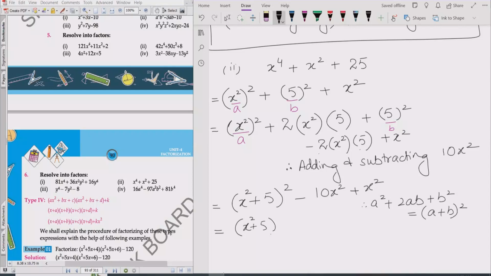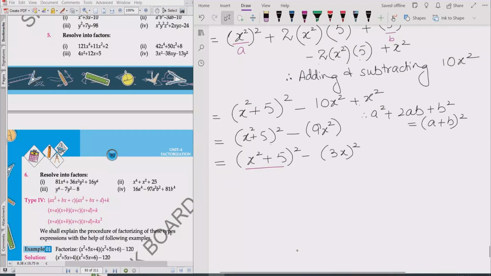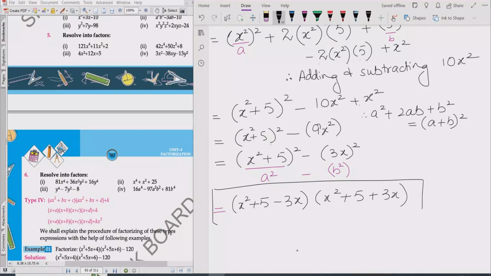Now this one is 9x^2, right? And you can write it this way, (3x)^2, right? Then this is a^2 minus, and this is b^2, right? So (x^2 + 5 - 3x) and (x^2 + 5 + 3x) is the answer of this question. These are the factorization of question part 2.